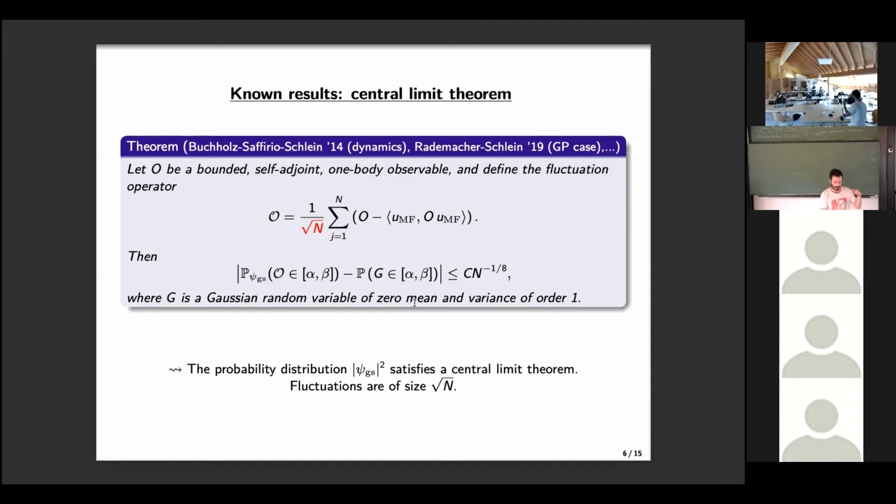Even here the result is much more detailed; many more things can be said. Here I'm quoting two statements in slightly different settings.